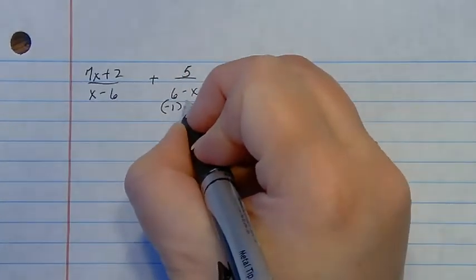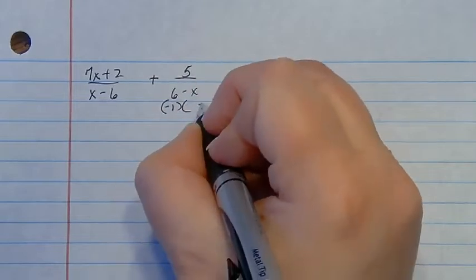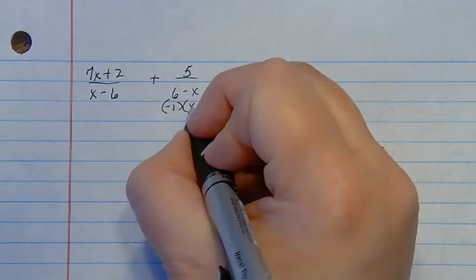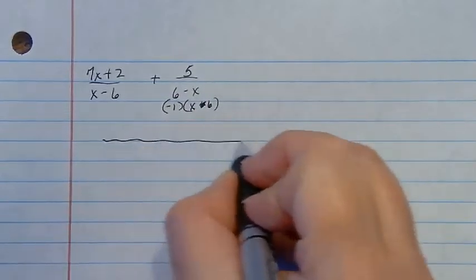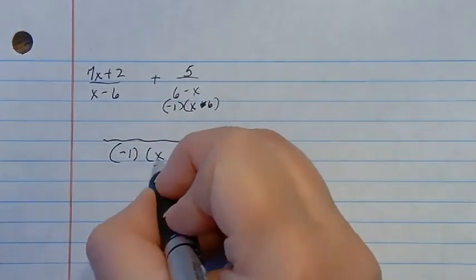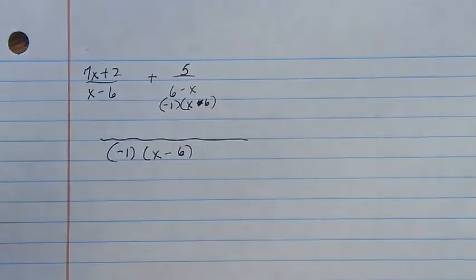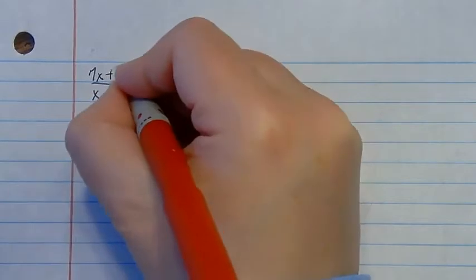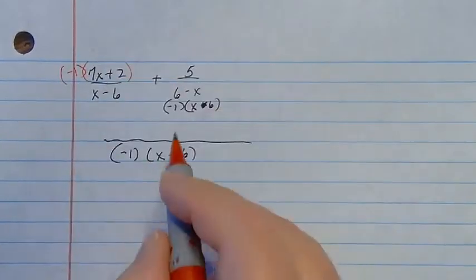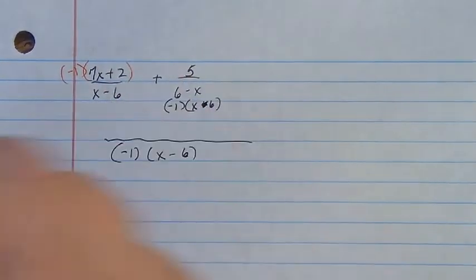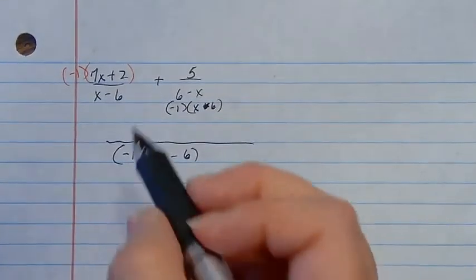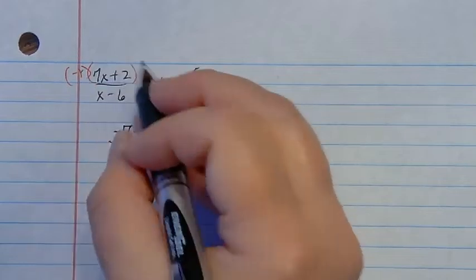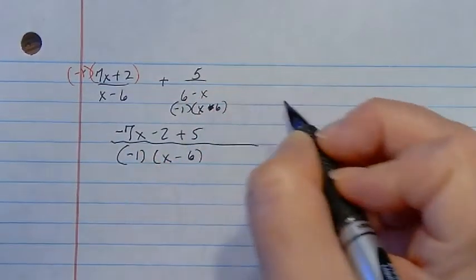So if I factor out a negative, this becomes negative 6, and this becomes positive x. So now I have a common denominator of negative 1 times x minus 6. So what did I multiply times this to get this? That would be a negative 1. And here I'm not going to multiply anything times this, so the 5 gets to stay the same. So now I'm going to write my new numerator. This would be negative 7x minus 2 plus 5.